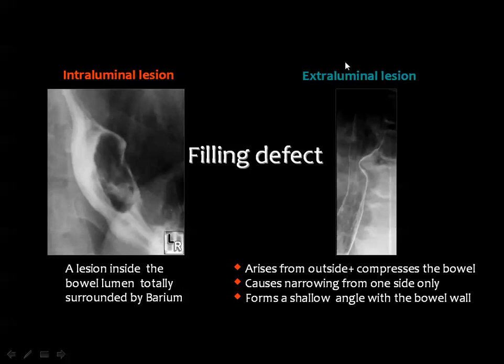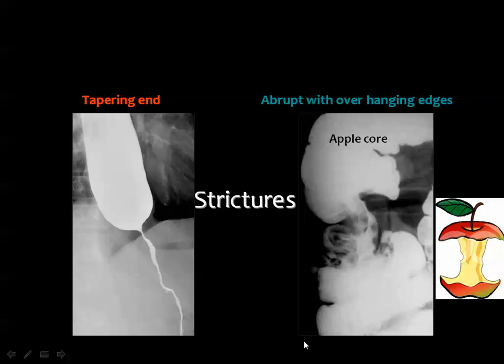And also an extraluminal filling defect can be produced by a lesion which comes from outside the gut, compressing the wall of the gut and encroaching on the lumen of the gut. As you can see here, these are prominent osteophytes around the spine, compressing the posterior wall of the esophagus, producing this extraluminal filling defect. Then the stricture means that the lumen is narrowed by a lesion, and we have two types of stricture.